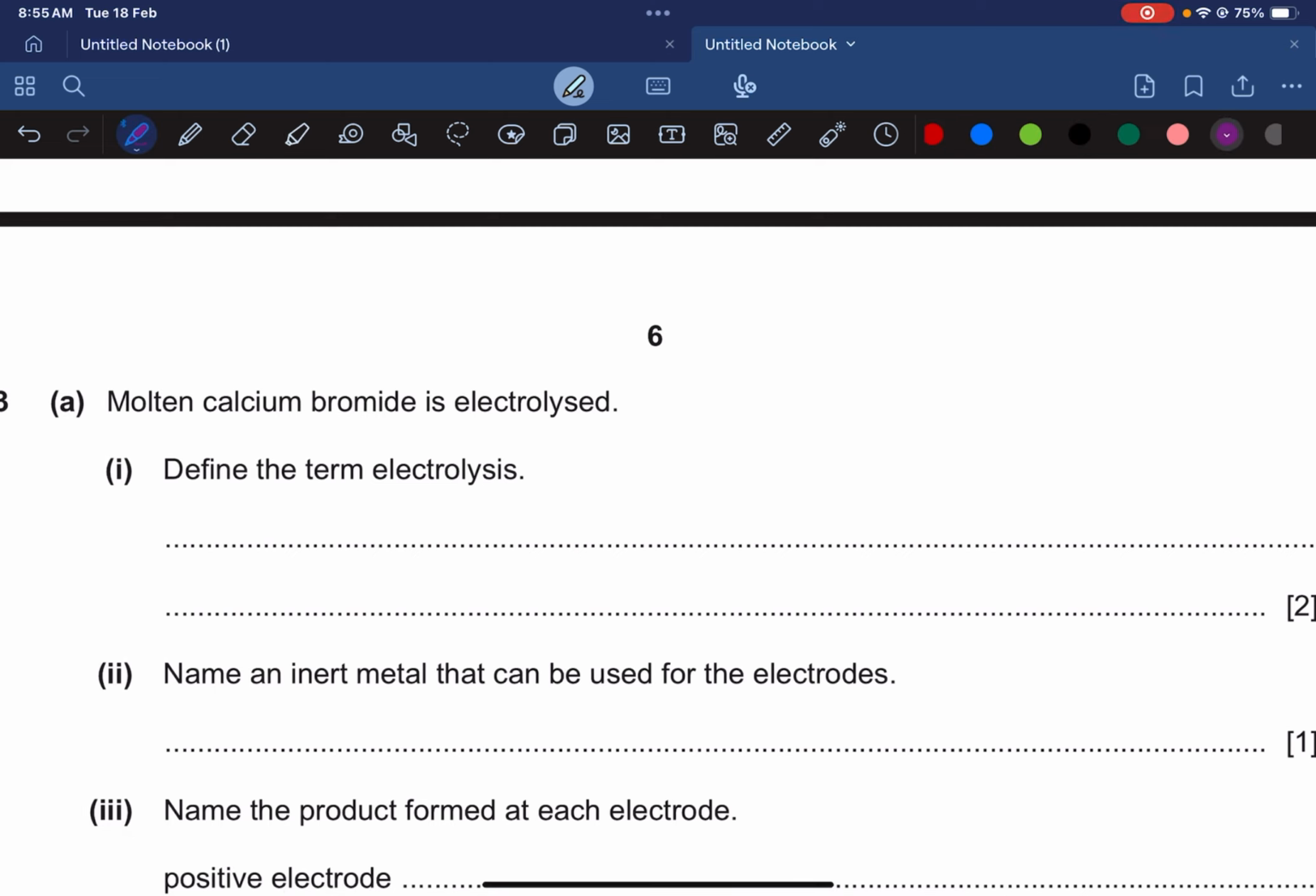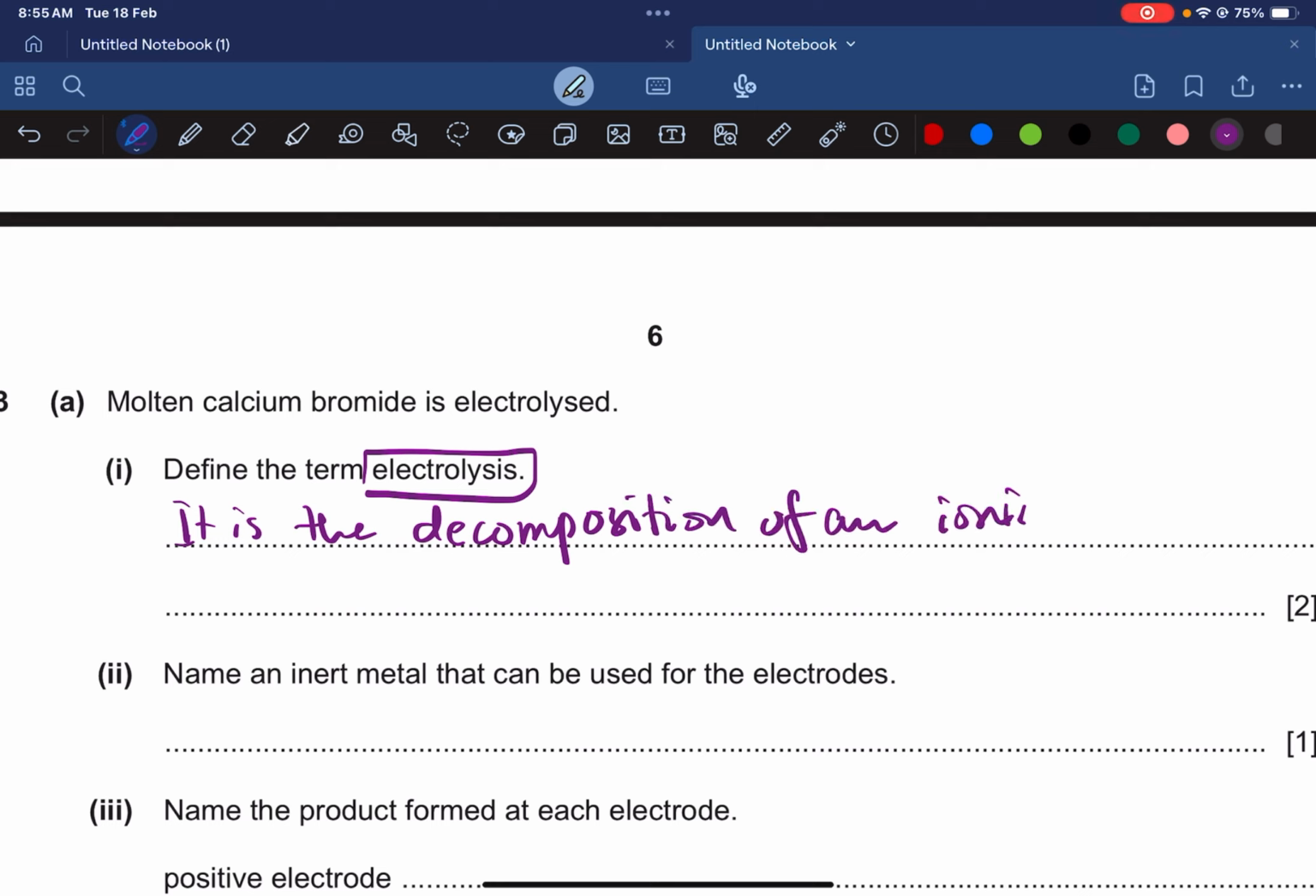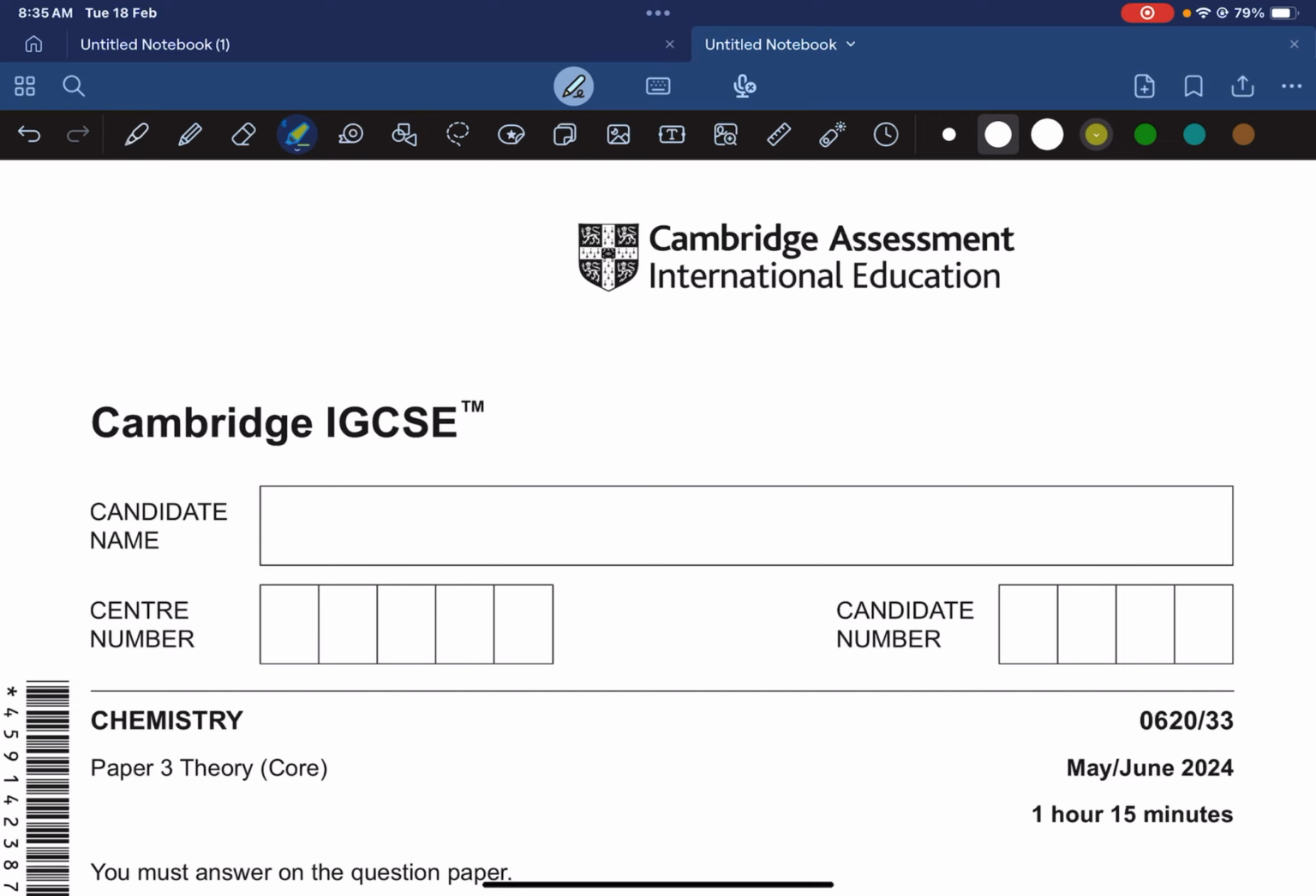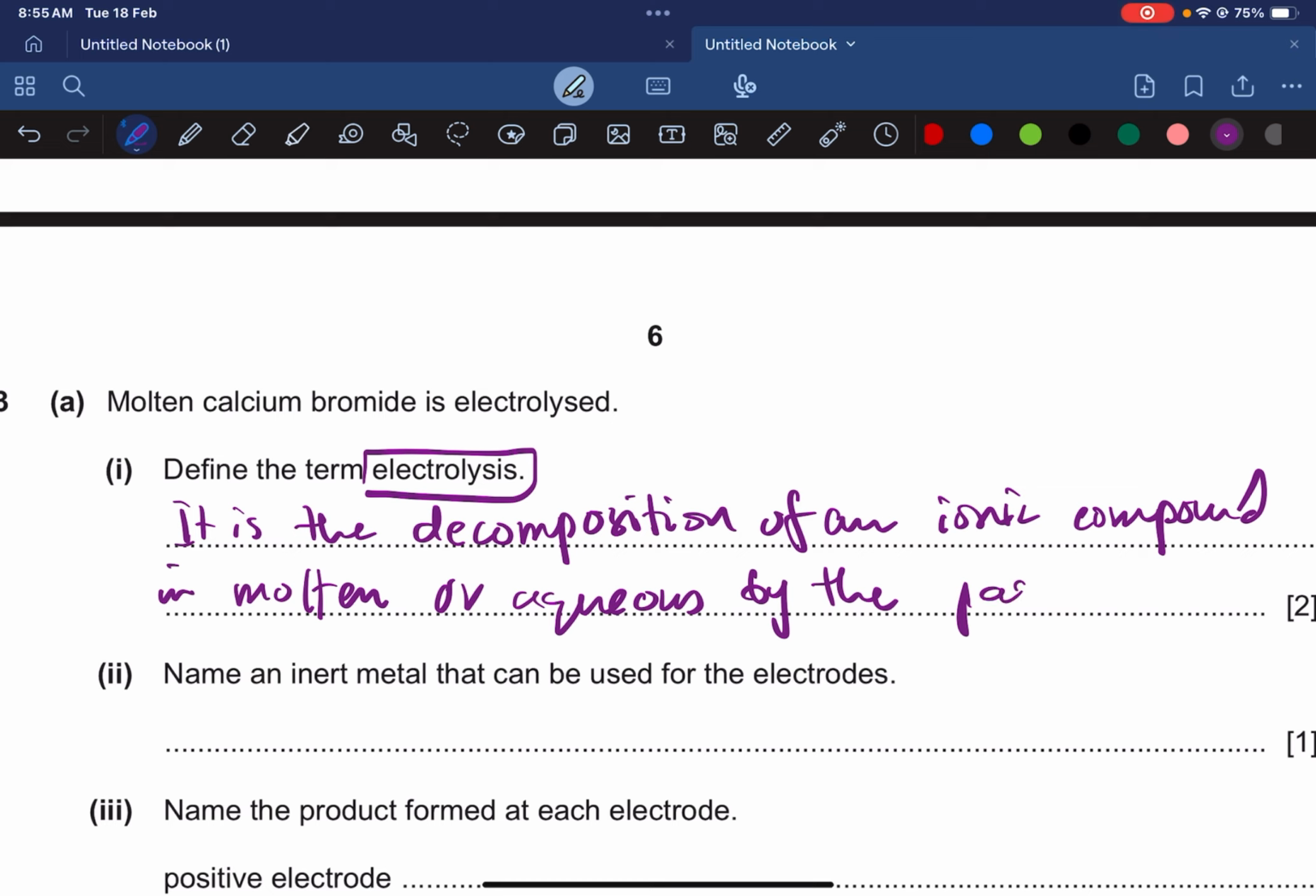Just learn the definition of electrolysis. It's a very widely tested definition. I totally recommend spending just 2-3 minutes on learning it. It is the decomposition of an ionic compound in molten or aqueous state by the passage of electricity. Just learn this definition, by the passage of electricity.